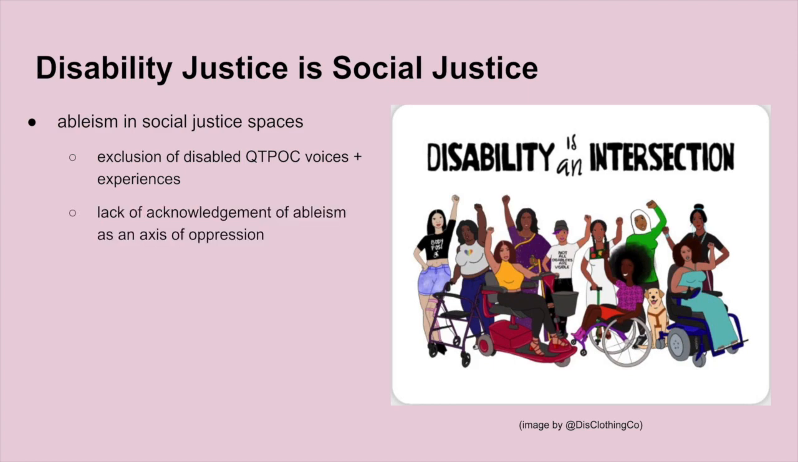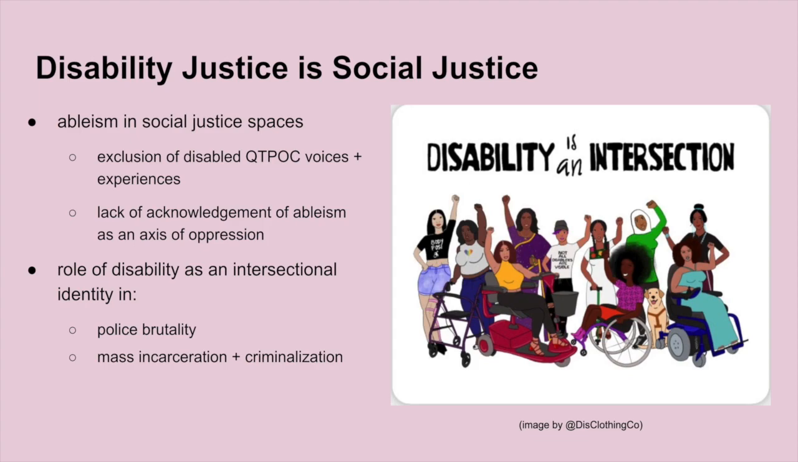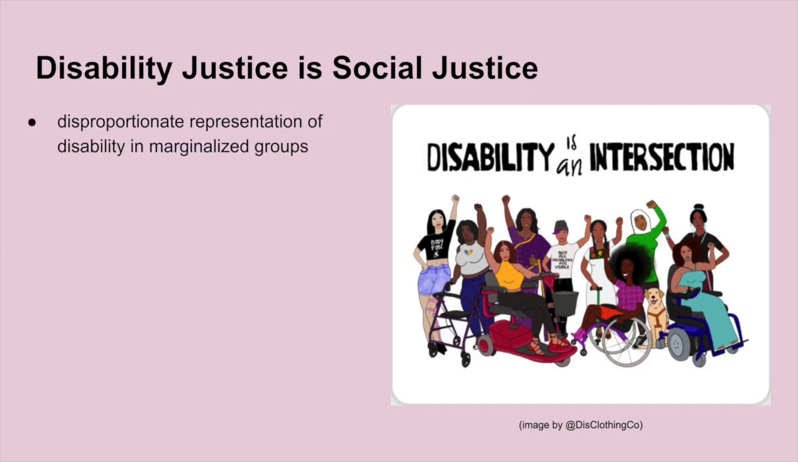invisibilizing disability as an intersection of oppression, ignoring the role of ableism in police brutality against Black people in the U.S., mass incarceration and criminalization, intimate partner violence and domestic violence, homelessness, and many more. Disability is very often a huge factor in these issues, yet ableism is much less often named as an intersecting axis of oppression. The truth is that disability is disproportionately represented in every single marginalized group.